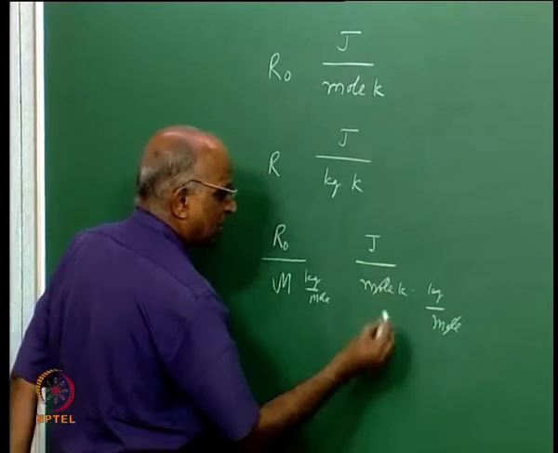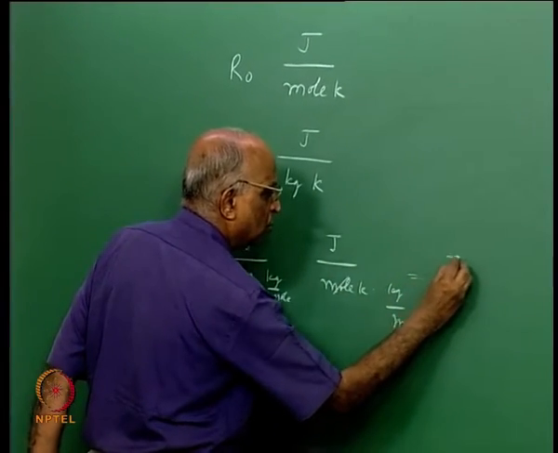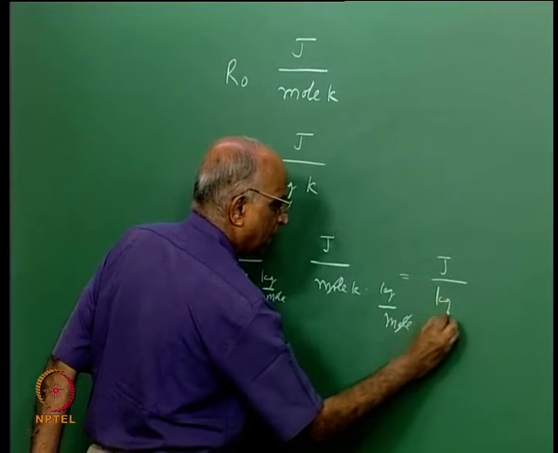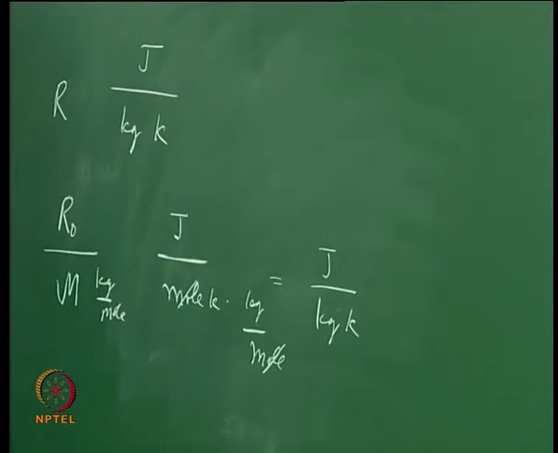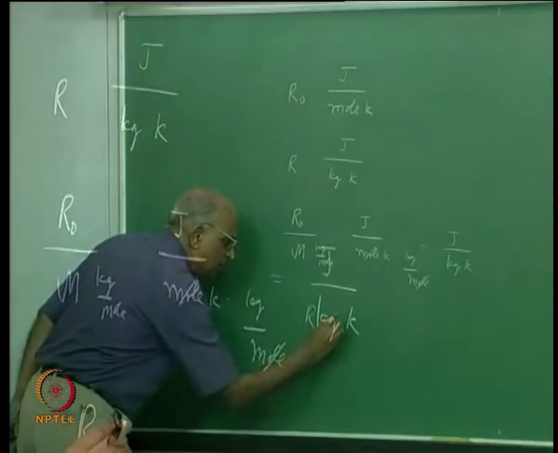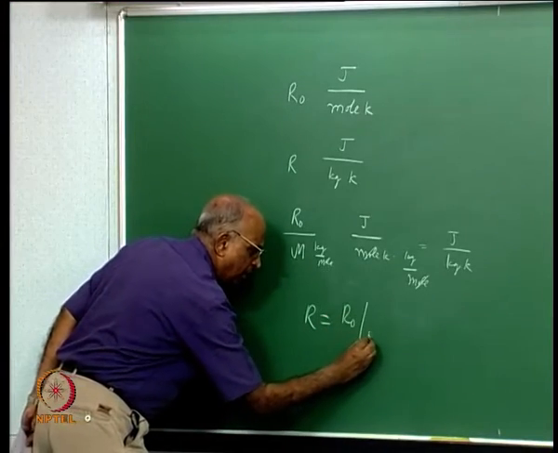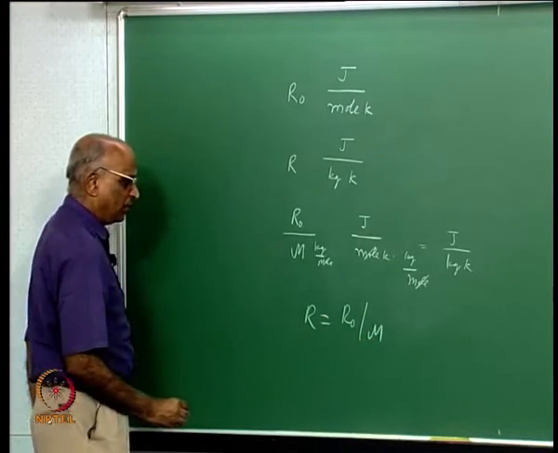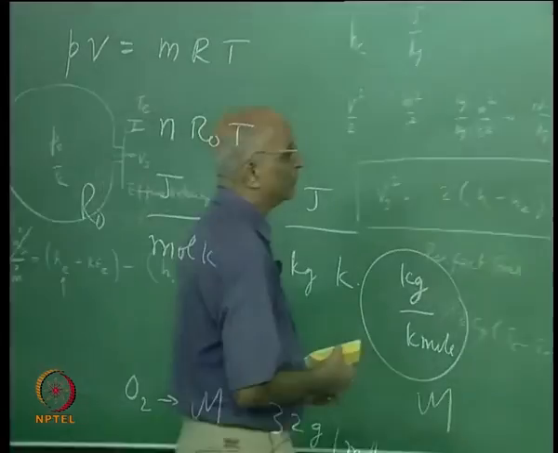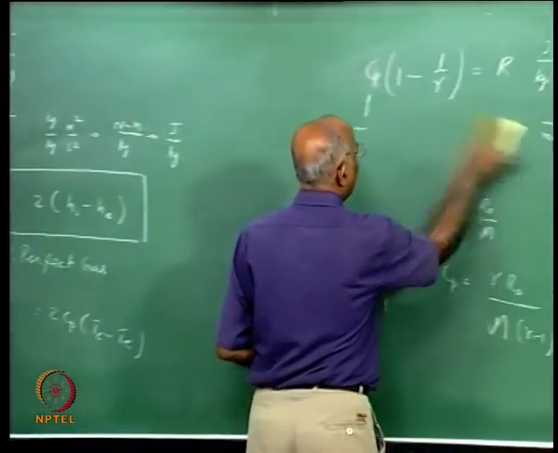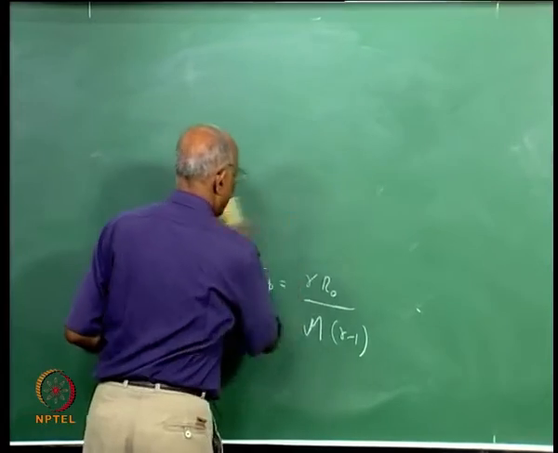Mole and mole get cancelled and the unit becomes joule per kilogram Kelvin, which is the specific gas constant. Therefore, we have R is equal to R naught divided by the molecular mass of the particular substance. Therefore, let us now substitute this, and if I were to substitute the whole expression here, what do I get?